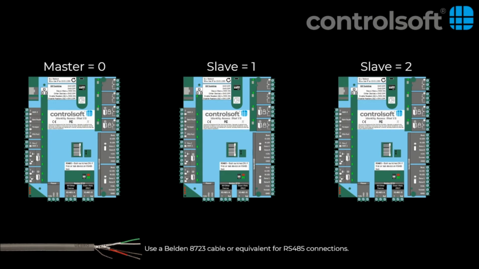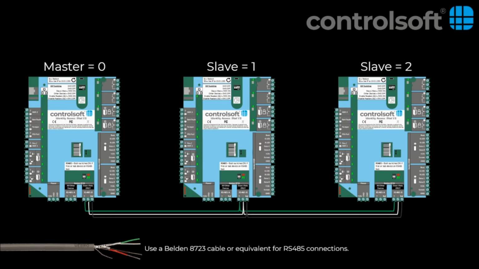Port B is used to connect slave iNet controllers. Connect port B on the master controller to port B on the slave devices in a daisy chain using a Belden 8723 cable. Each slave controller needs to have a unique address. We will show you how this is achieved shortly. Once all the slave iNets are connected and powered up, you will notice that the RX and TX lights above the terminal blocks will start to pulse red and green to indicate the data is being transmitted and received.